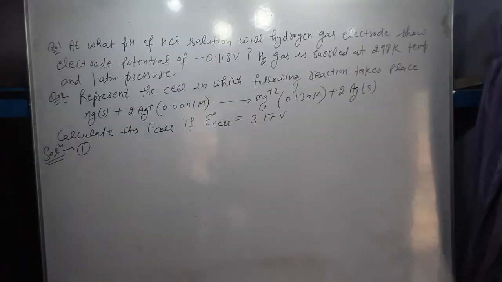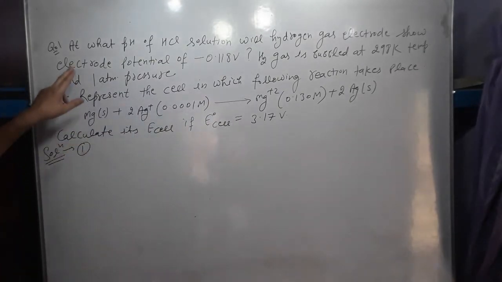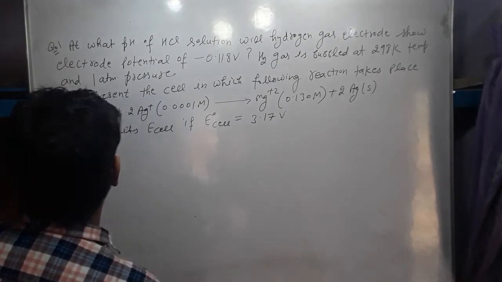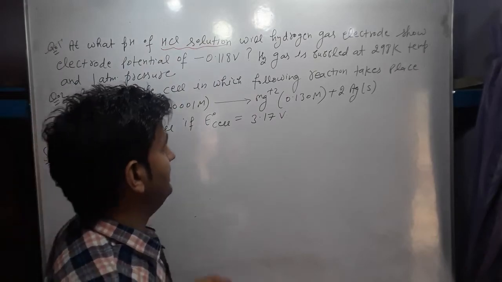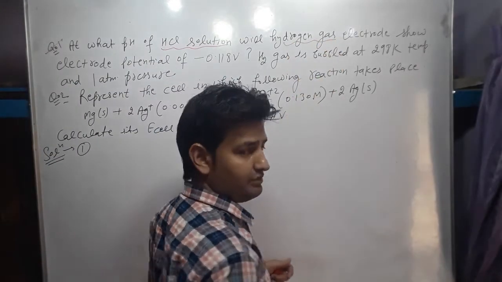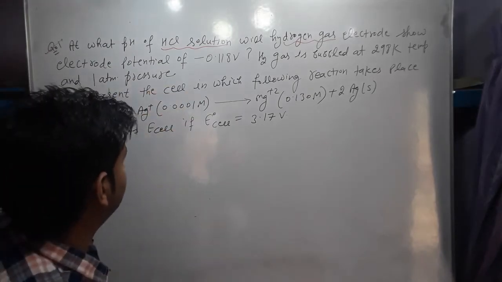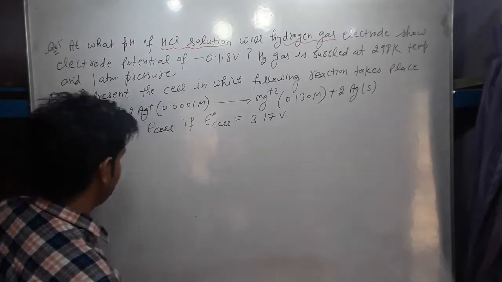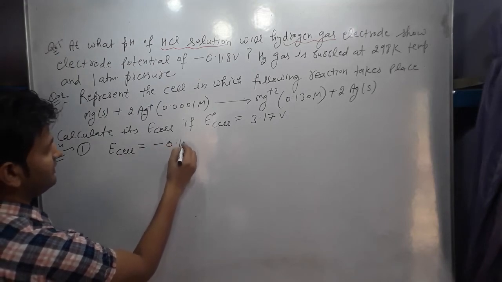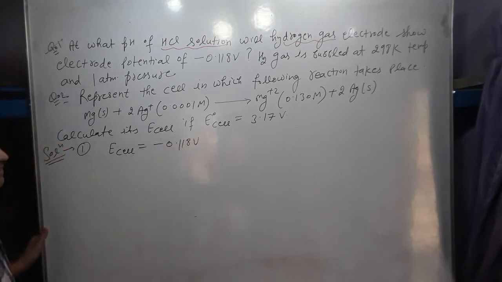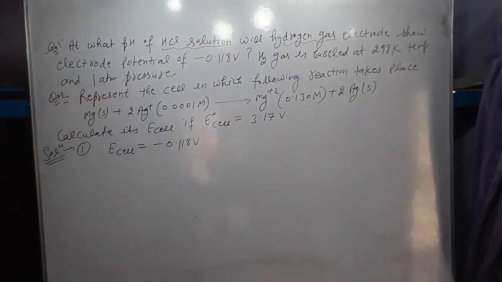Okay students, let's start some numericals based on the Nernst equation. Our first question is an important one: at what pH of HCl solution, which gives hydrogen gas, H2, will the electrode show an electrode potential, an EMF, of minus 0.118 volt? Hydrogen gas is at standard conditions, 298 Kelvin temperature and pressure of 1 atm.